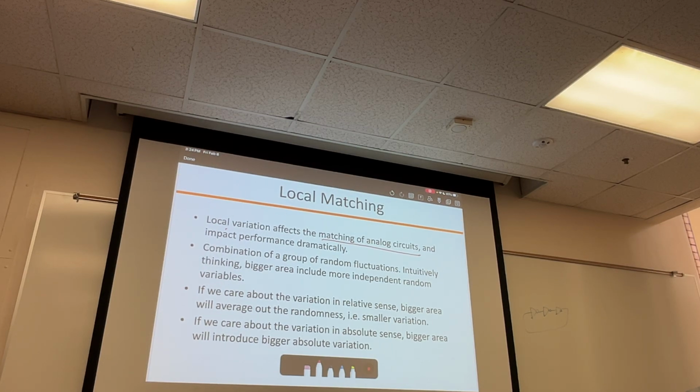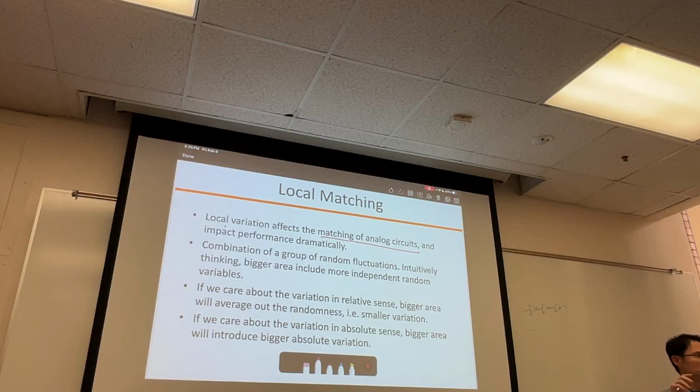Local matching is a combination of random fluctuations, basically a bunch of local random fluctuations. When you have two transistors next to each other, you want them to be identical. You want your doping to be identical, and you want the line roughness to be identical. Unfortunately, they cannot be, and they are all handled by different processing steps.